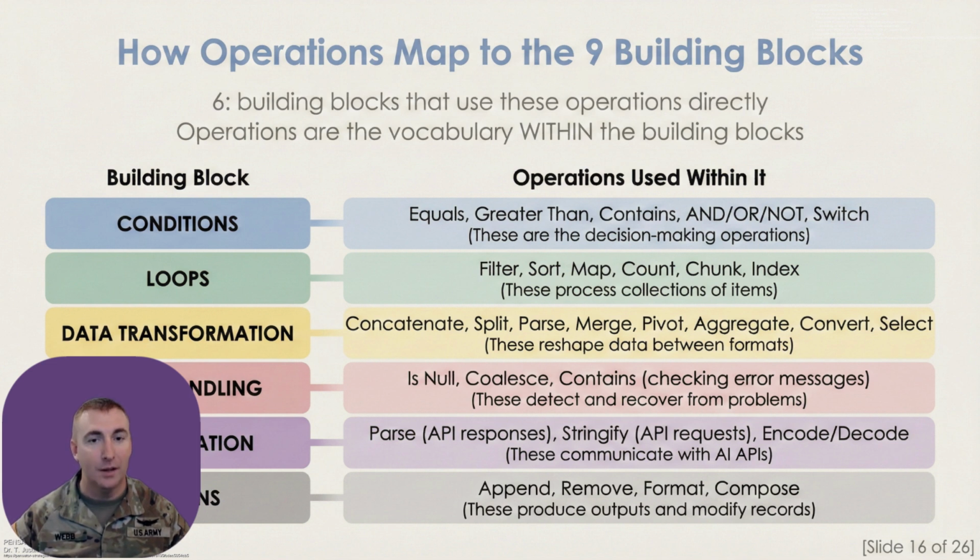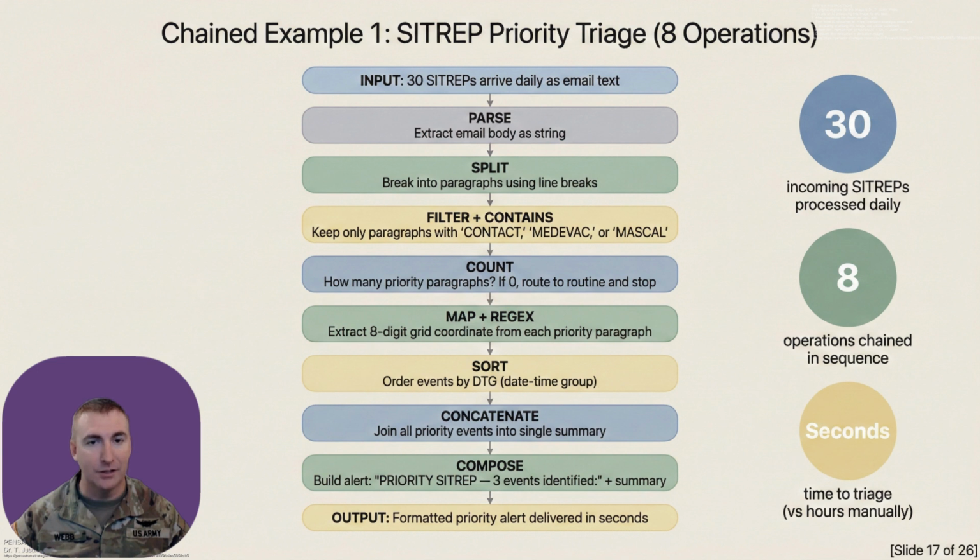So how does this work when you chain them together? 30 sitreps hit the S3 inbox daily. A soldier reads each one, decides if it is urgent, routes it manually. Hours. Now watch 8 operations chain together. Parse the email, split into paragraphs, filter for keywords like medevac or contact, count the priority hits, extract grid coordinates with regex, sort by date-time group, concatenate into a summary, compose the final alert. Seconds. That was triage.